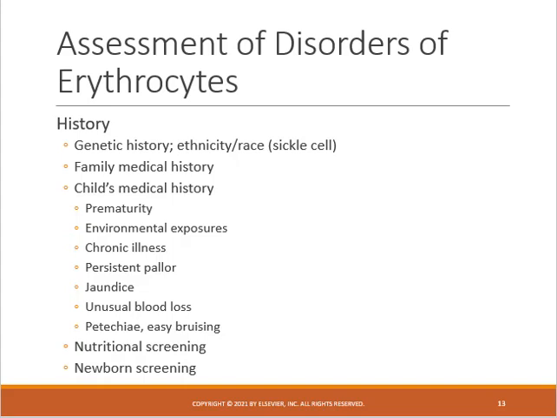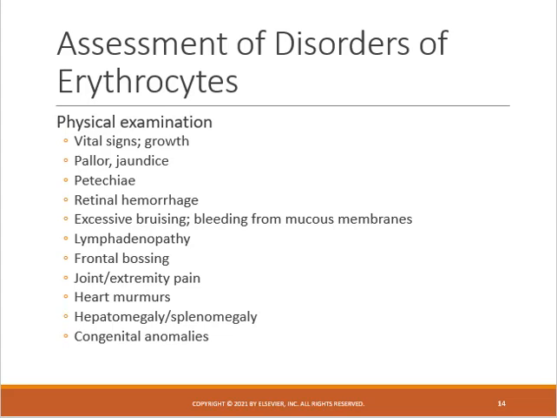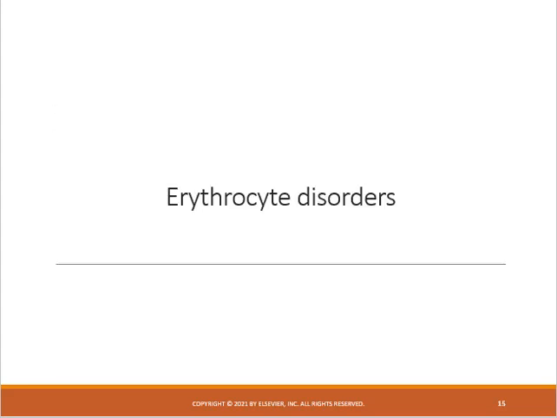Sickle cell is the most common genetic disorder that's found on state-mandated screening programs. You also want to do a good physical exam. You're wanting to see what their growth patterns have been. You want to assess skin, look for any pallor or jaundice, look for petechiae, any retinal hemorrhage, any lymphadenopathy, joint pain, heart murmurs, enlargement of the spleen or the liver.